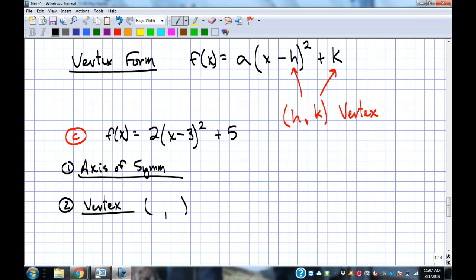Look at the value inside of the parentheses. It's x minus 3. So that's a -3. So when we pull it out, we take the opposite. So it's +3. And then whatever number is hanging out here, that's the y value. So it's a +5. So we keep it +5. So (3, 5) is the vertex. Is that vertex a maximum or minimum?